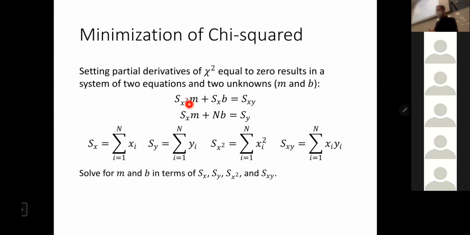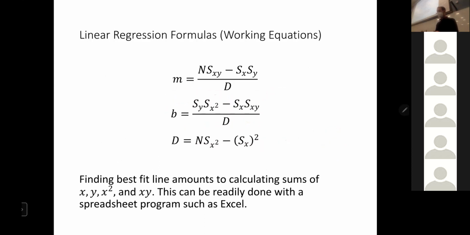And then we have 2 equations and 2 unknowns, m and b. And these S values you can just calculate from your data. So it's trivial to solve for m and b.